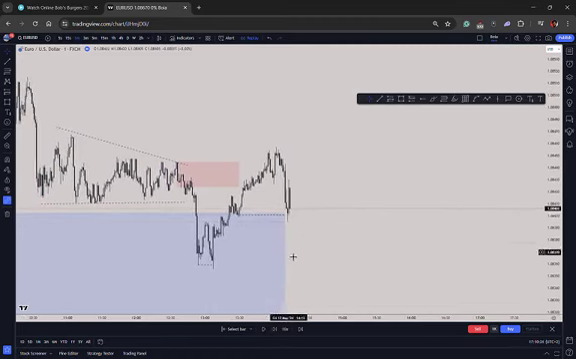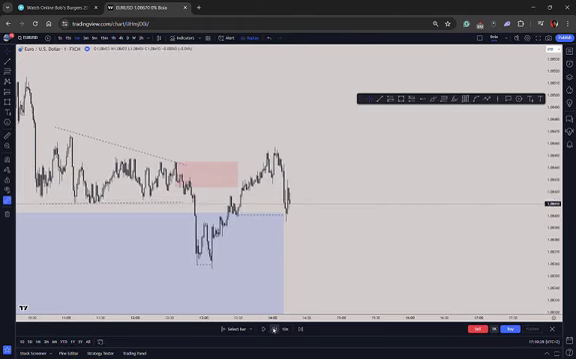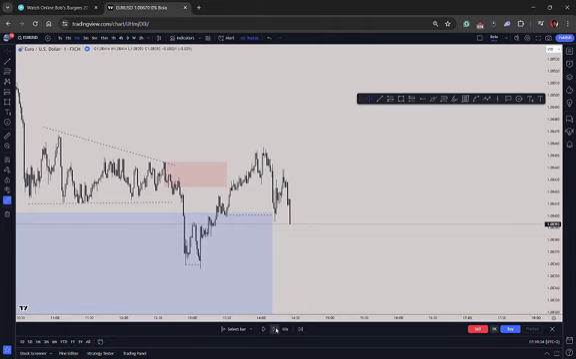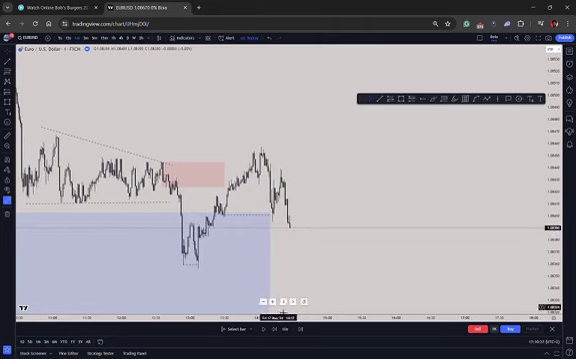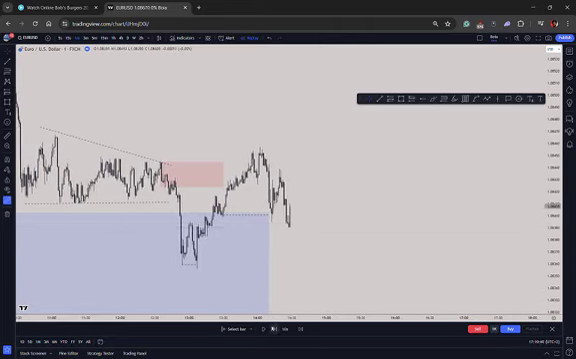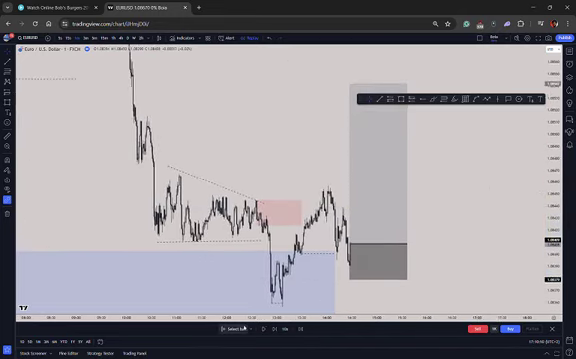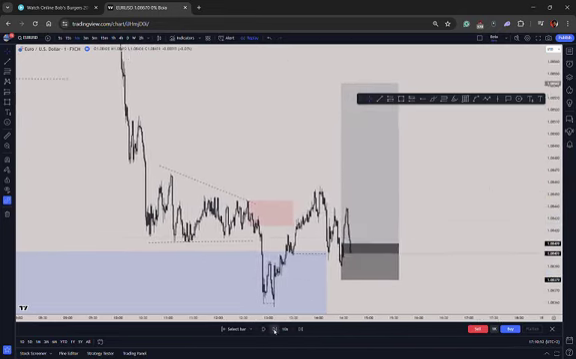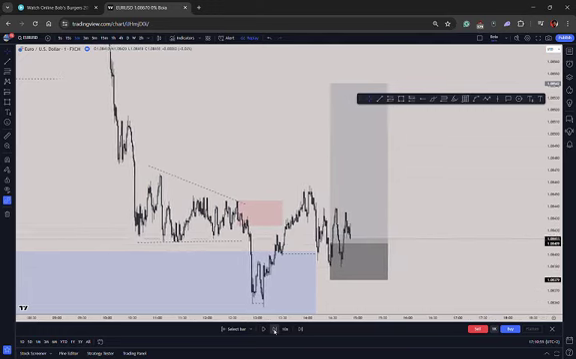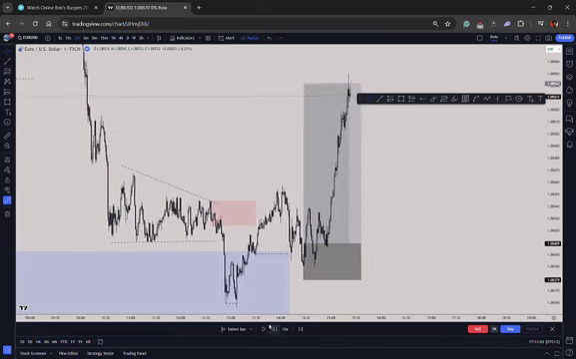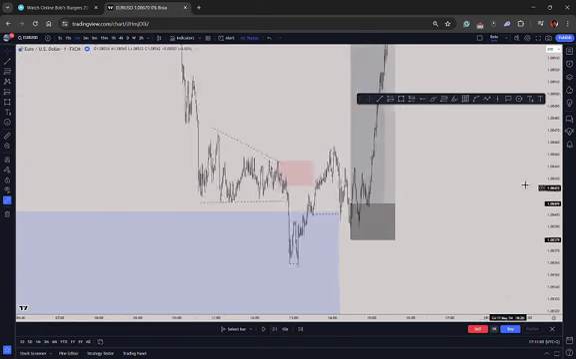Price gave the first reaction and then gave us the second sweep, and then the next bullish candle. I took my entry from there, and then to TP. That was the trade. They came back down for the third time before eventually whooshing up to TP. So that was just the idea of it.